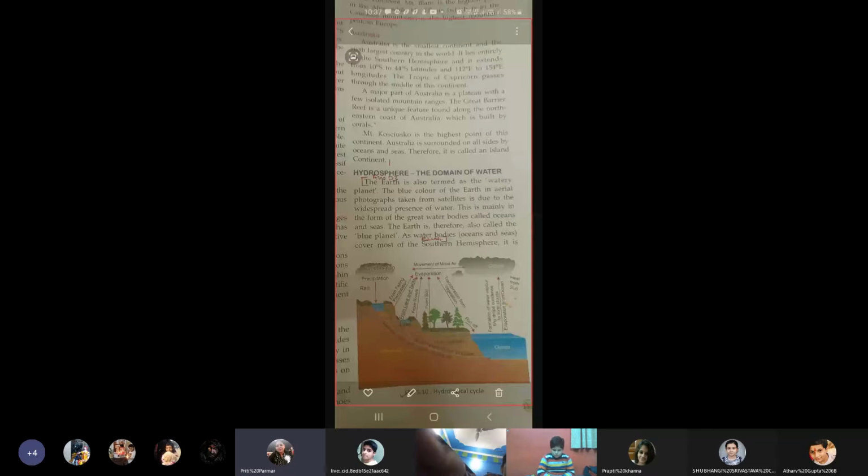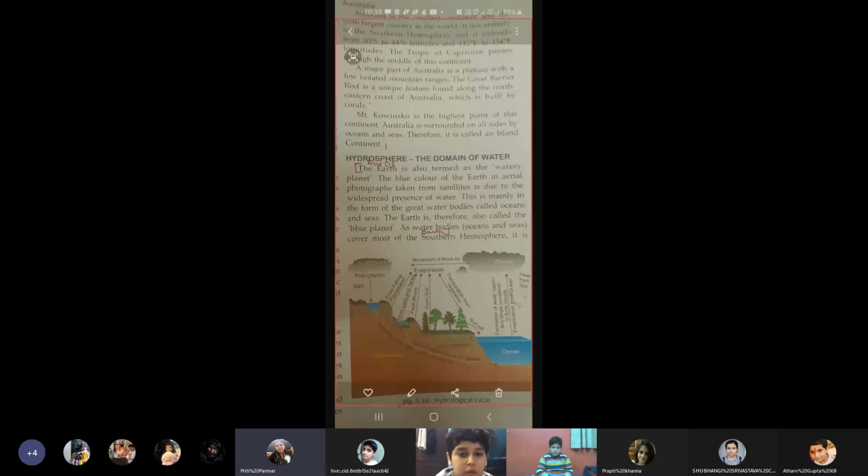Now the blue color of the Earth in aerial photographs taken from satellites is due to the widespread presence of water. Now, you all know that if aerial photographs are taken, Earth appears to be a blue planet. So, why? Because 71% of Earth is covered with water.